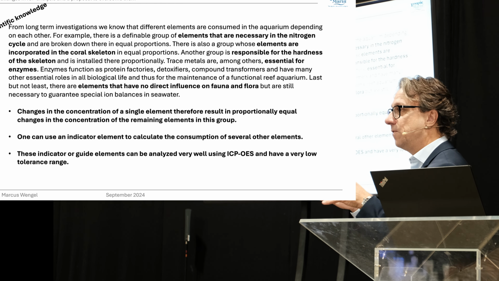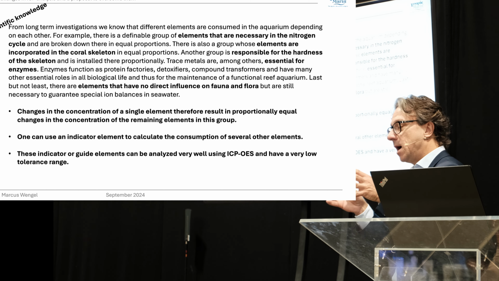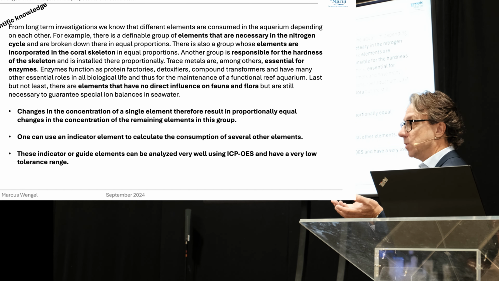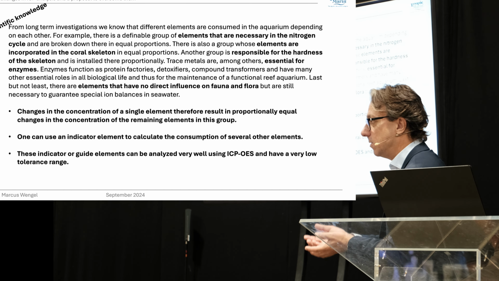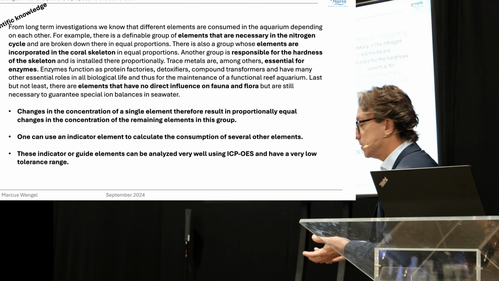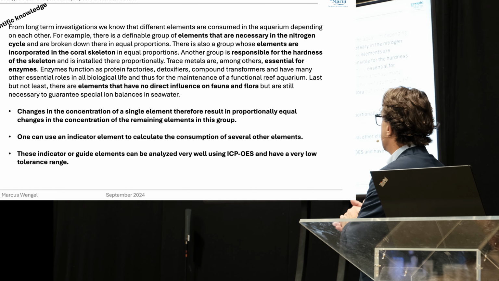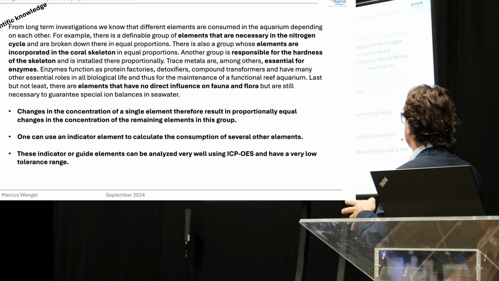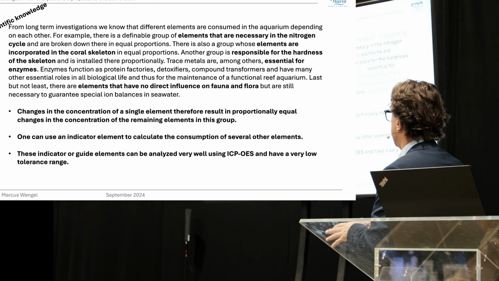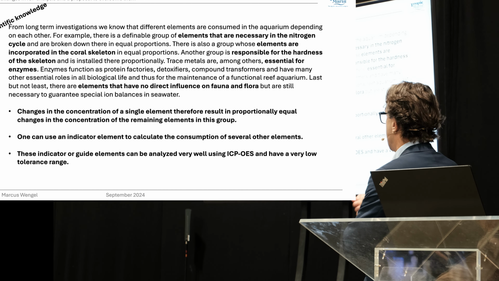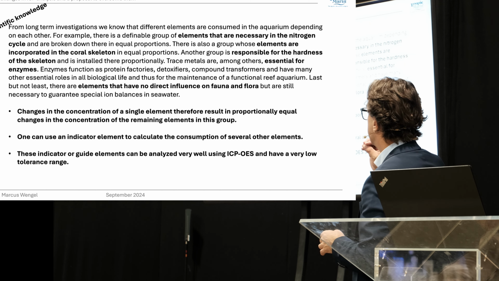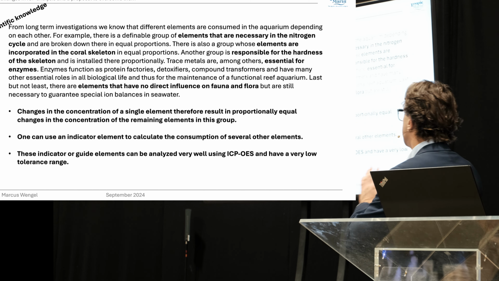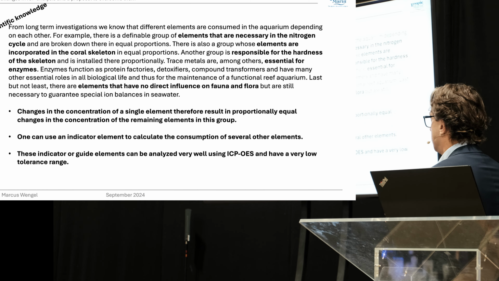So we can find groups in our water, groups of elements which behave proportional in the water, right? If one goes down, the other go down. If one is too low, the other's low as well. So changes in concentration of single elements therefore result in proportionally equal changes in the concentration of the remaining elements in this group. And this is really a knowledge we got over a long period of time to watch really which elements behave the same.